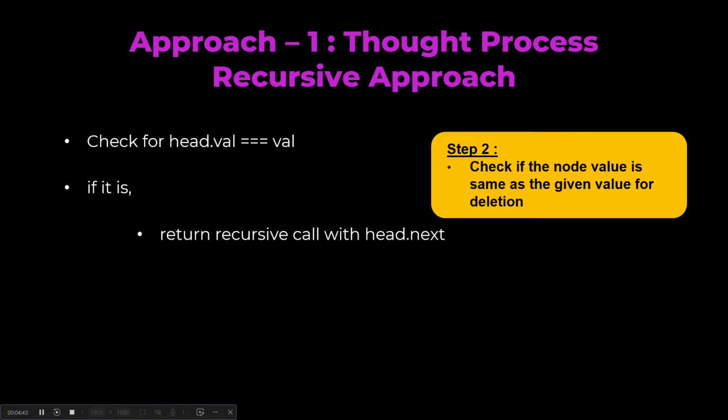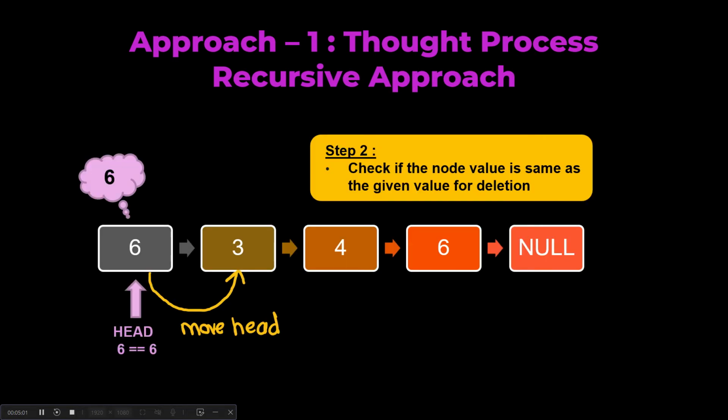Step 2. Check if the node value is the same as the given value for deletion. If it is, then we need to return the recursive call with head.next. You might not be clear on this concept now, but later I will walk through the recursive call stack visualization. In this example, 6 is the head. The value that we need to remove is also 6. They are equal. In that case, we return and move on to head.next.